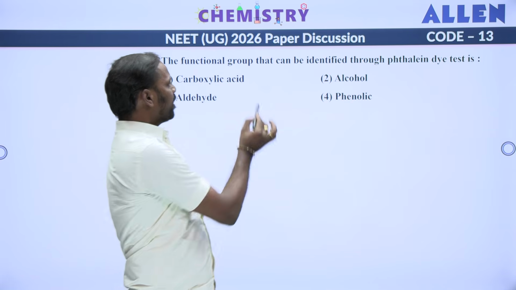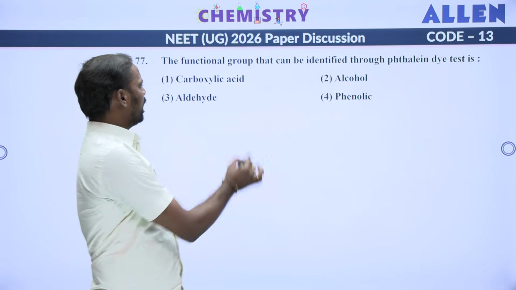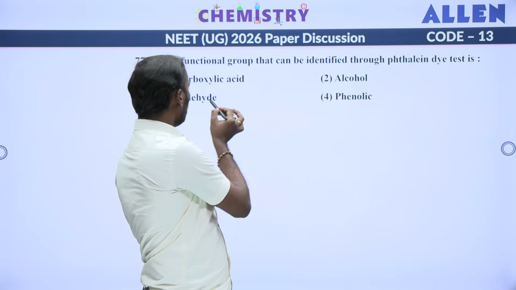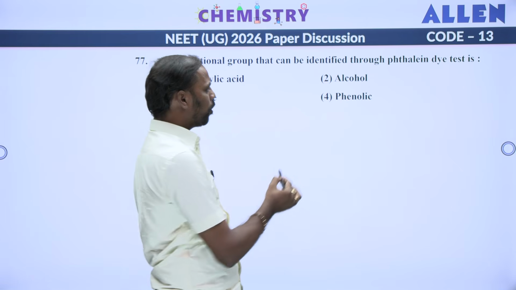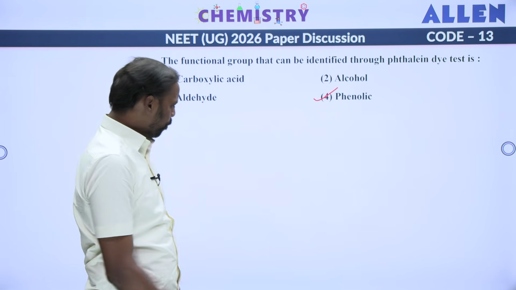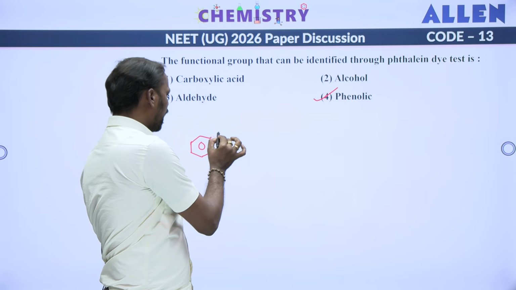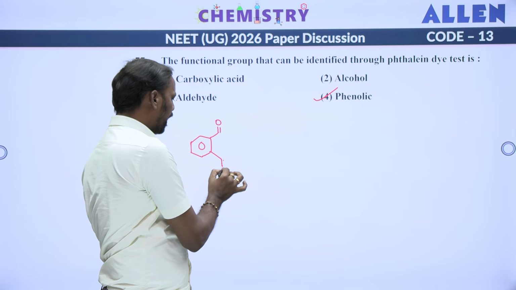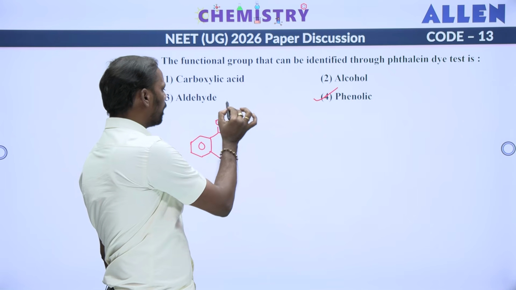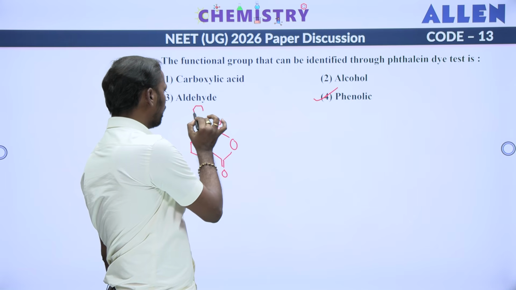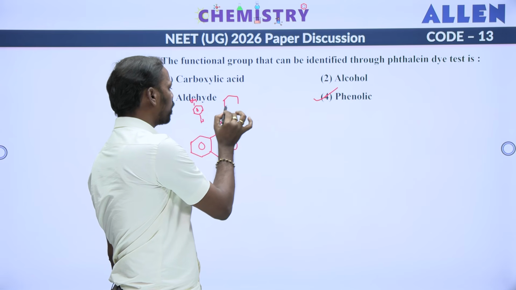Next, the functional group that can be identified through the phthalein dye test. If you see, carboxylic acid, alcohol and then aldehyde, those are neutral, they will not react with that. Okay. But if I talk about phenol, see, suppose I am taking phthalic anhydride. This is the phthalic anhydride. Treating it with phenol, this is the phenol, where I am taking one hydrogen atom on the bottom side.